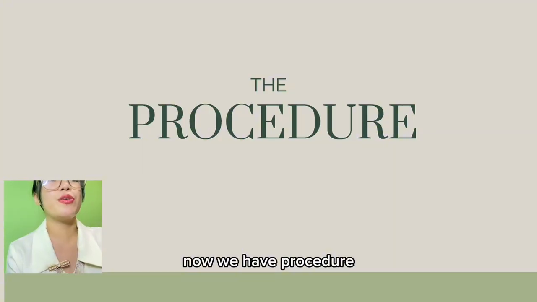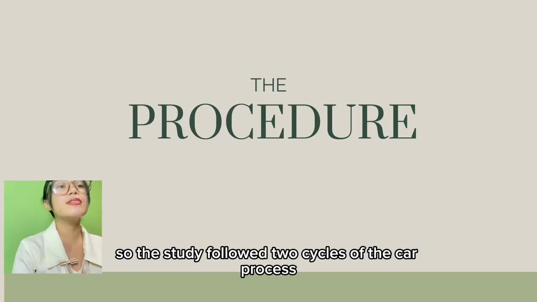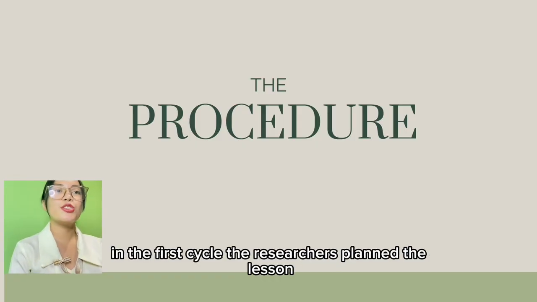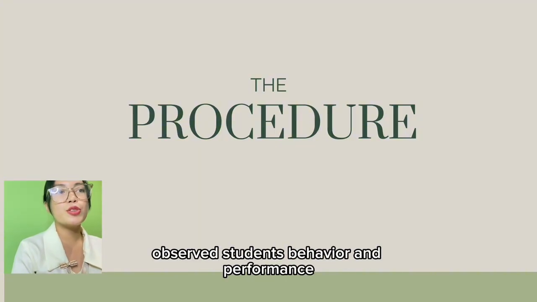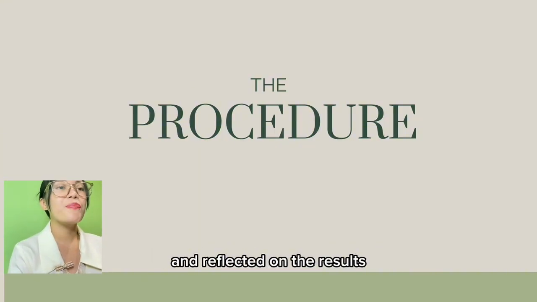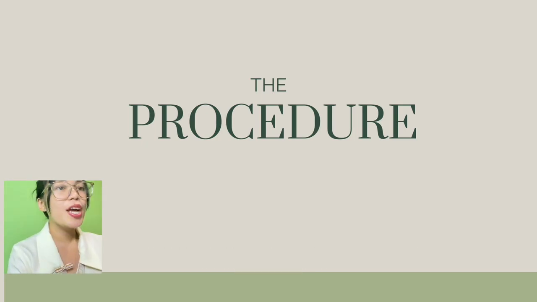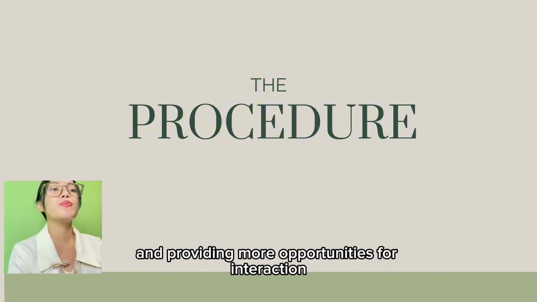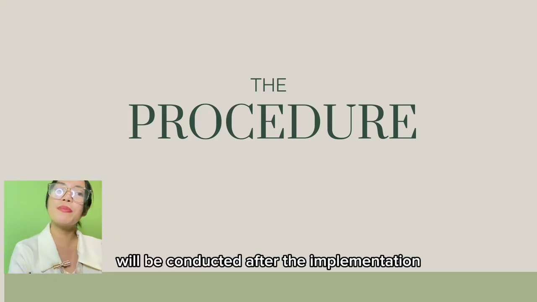Now we have the procedure. The study followed two cycles of the CAR process. In the first cycle, the researchers planned the lesson, implemented speaking activities, observed students' behavior and performance, and reflected on the results. In the second cycle, improvements were made by enhancing the activities, increasing teacher support, and providing more opportunities for interaction. A final assessment will be conducted after the implementation.